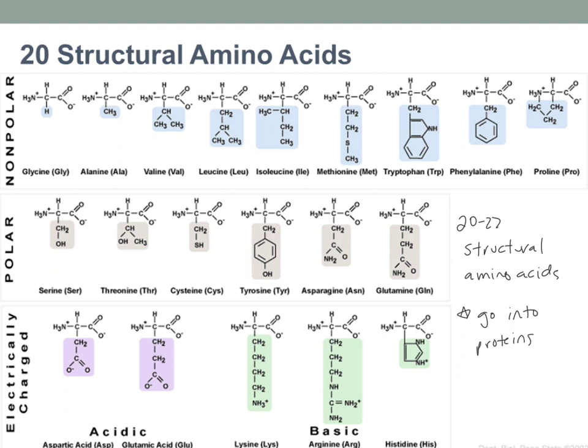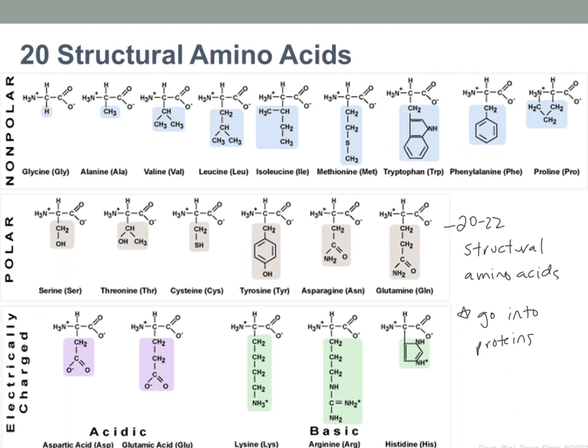There are lots of other amino acids out there that do not go into proteins. Things you may have heard of, like creatine, for example, or taurine in energy drinks. Those would be amino acids that are not structural. They do other things. Now, for my class, I don't care that you memorize these 20 structural amino acids, but I do want you to be able to categorize them.